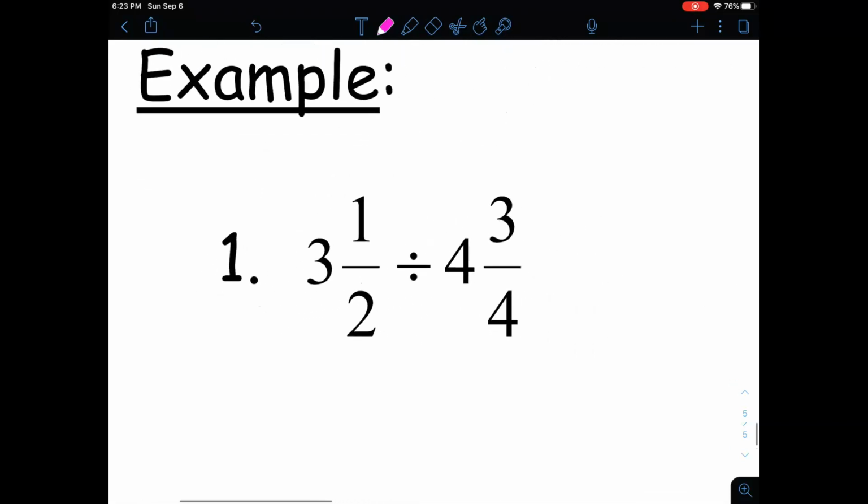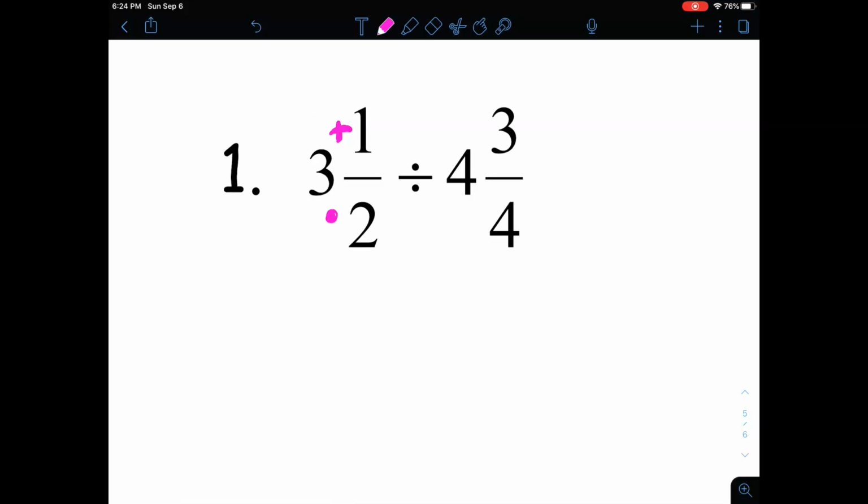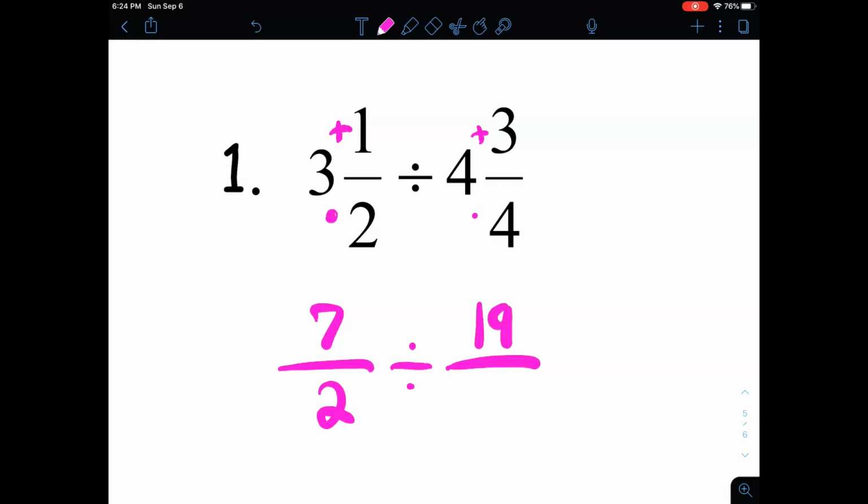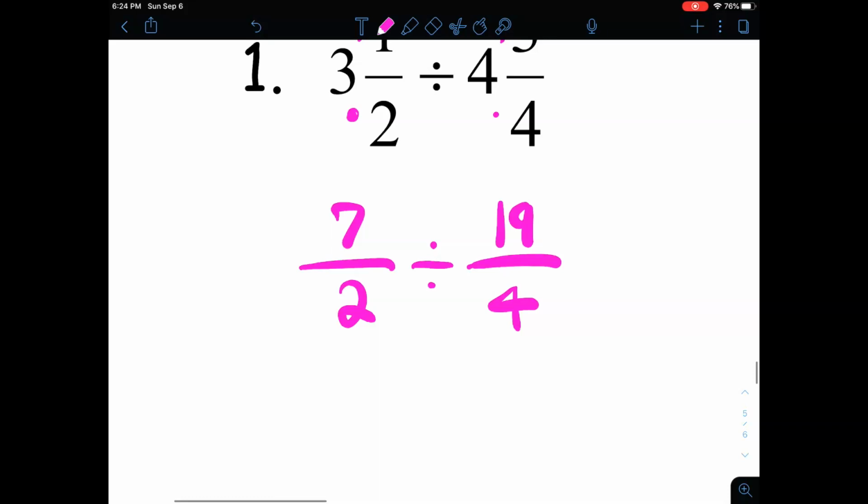So we have 3 1/2 divided by 4 3/4. Well, let's convert to an improper fraction. So we do 3 times 2, and then we add 1. So 3 times 2 is 6. 6 plus 1 is 7. So we have 7 over 2 divided by, what's 4 times 4 plus 3 going to be? 4 times 4 is 16. 16 plus 3 is 19 over 4.